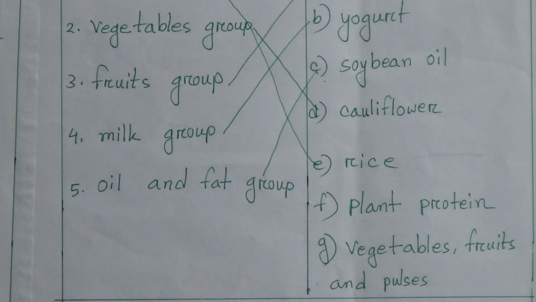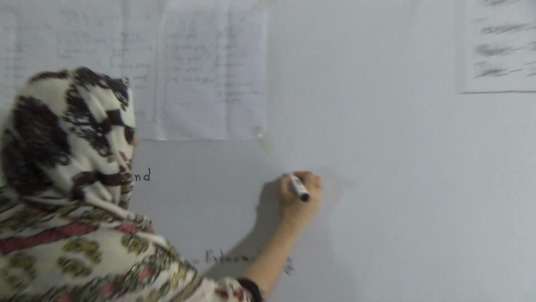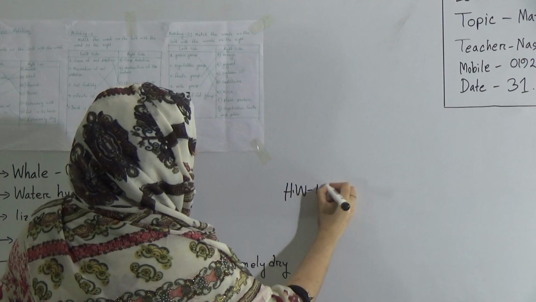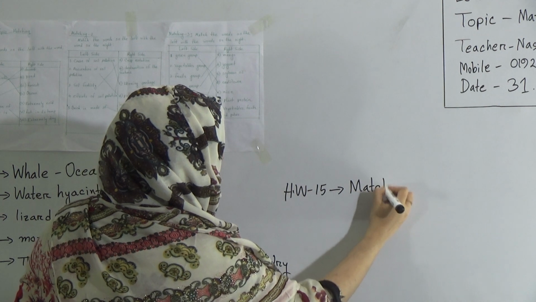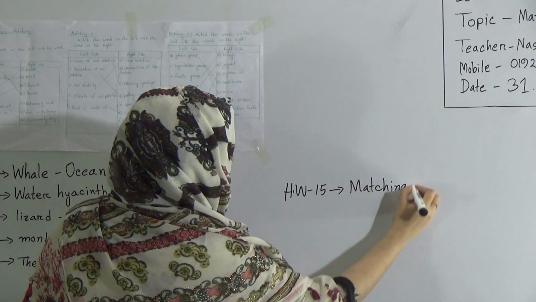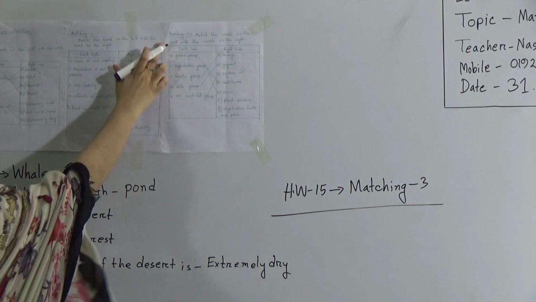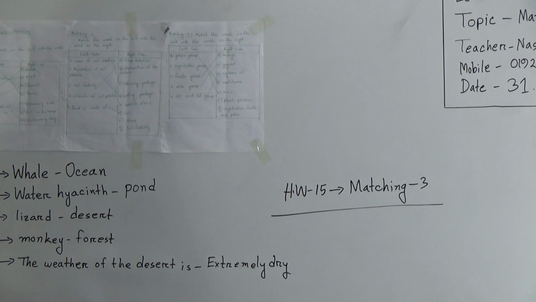So dear students, I have finished my today's topic. Now I will give you HW. Our today's HW number was 15 number HW. And what will be your HW? Your HW will be matching number 3. Matching number 3 is here. This one, it will be your HW.